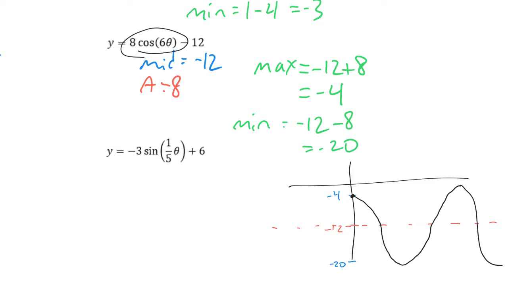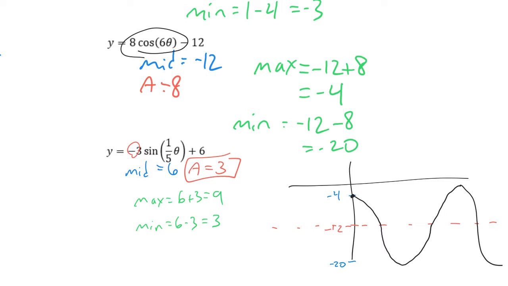And then last, we'll do this last problem. My midline is 6. My amplitude, this is a tricky one. The amplitude is 3. Just because there's a negative sign doesn't matter. Amplitude is always positive. Always, always, always. And so now my max is 6 plus 3, which is 9. My min is 6 minus 3, which is 3.